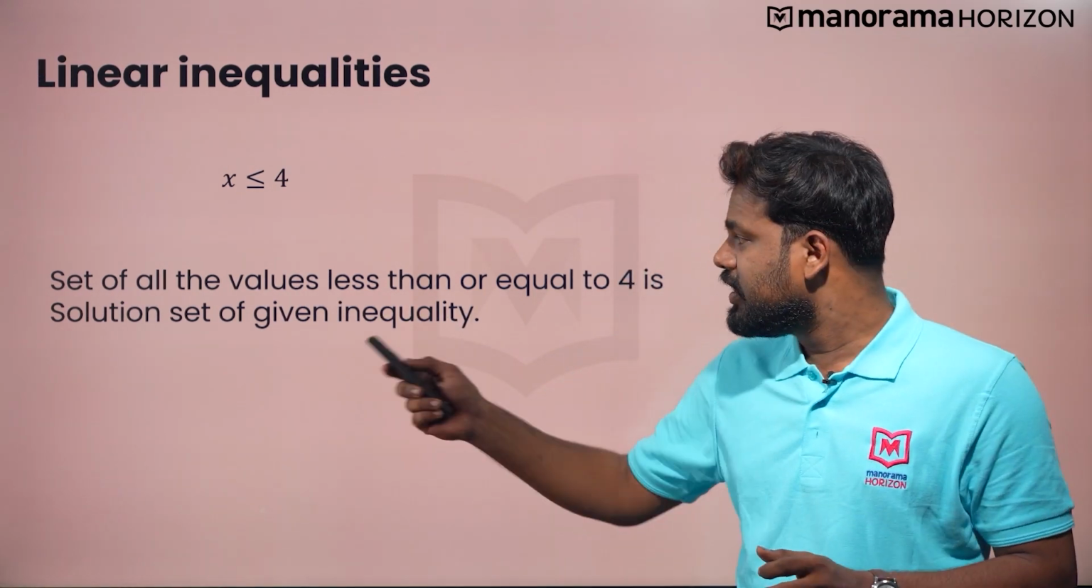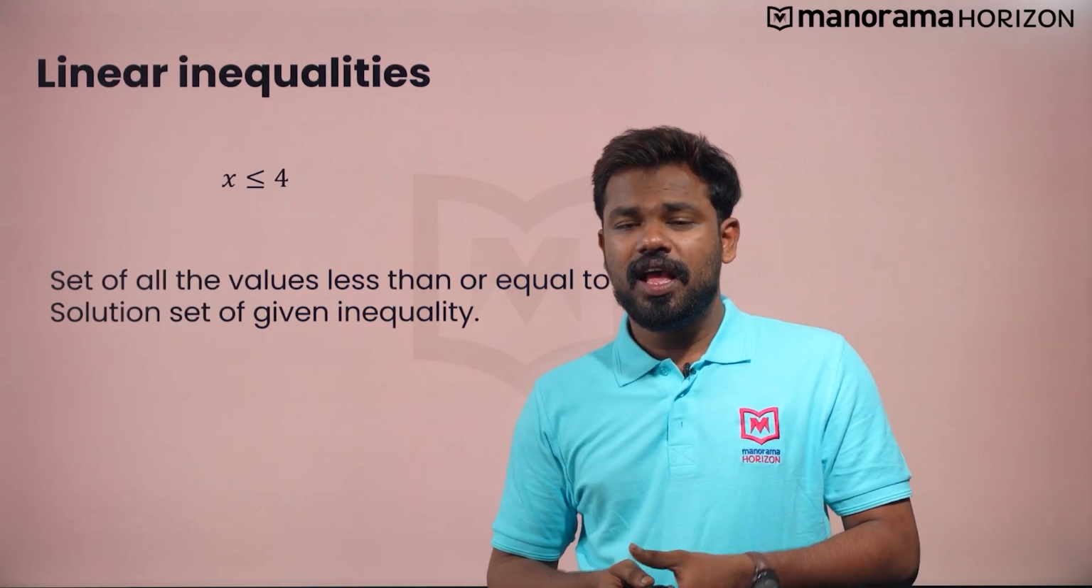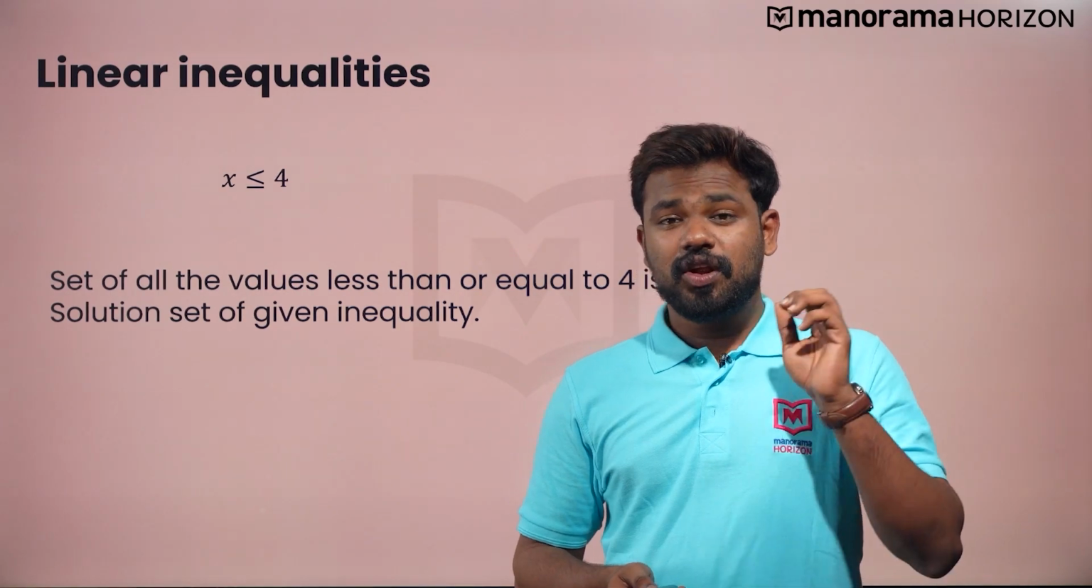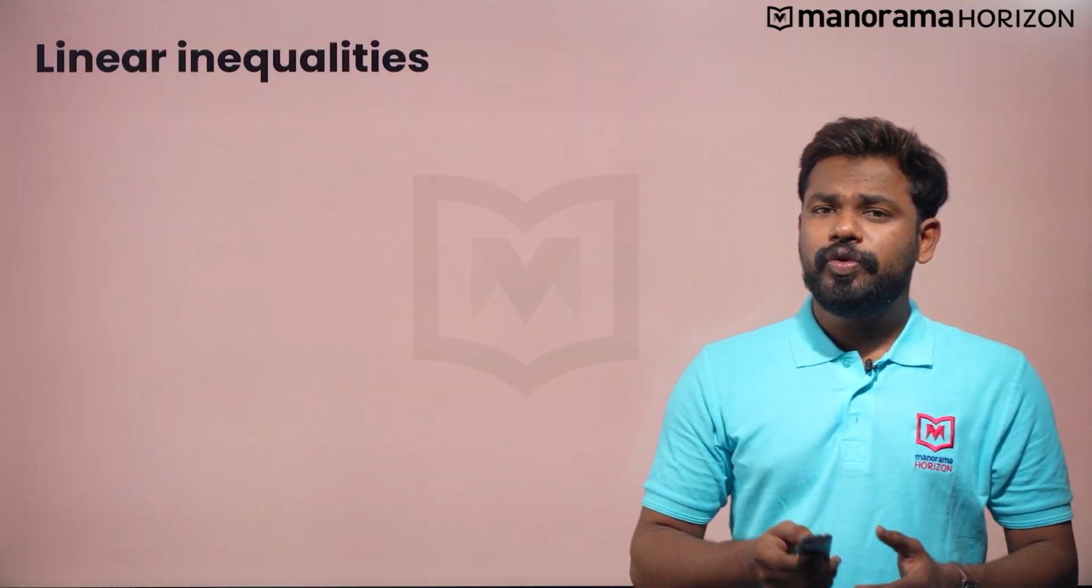The solution set of this given inequality. So x is equal to 3, 2, 0, minus 5, these are all what? The solution set of this given inequality. Now moving on to the next one, where we are going to find out the rules of solving an inequality.